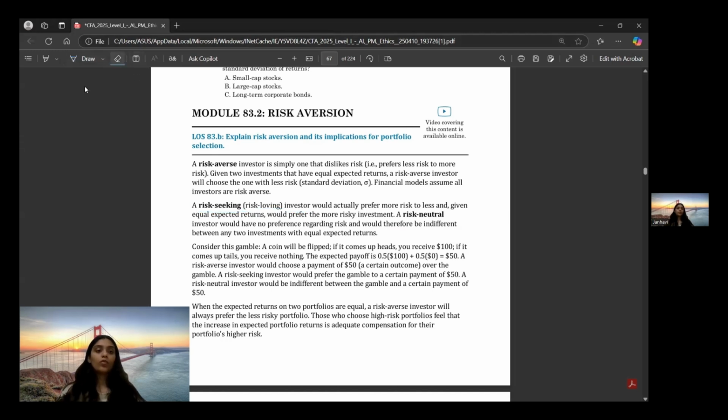Now, what does a risk neutral investor say? A risk neutral investor is an investor who is very neutral in his opinion based on risk. He would be very indifferent between two investments with equal expected returns.